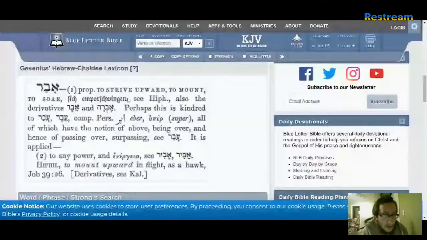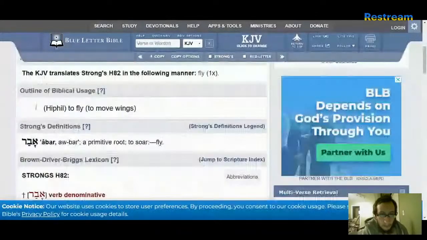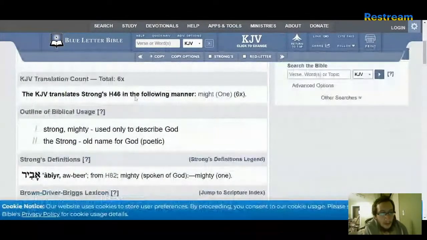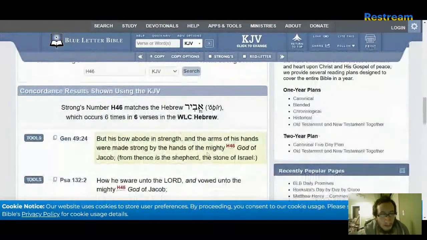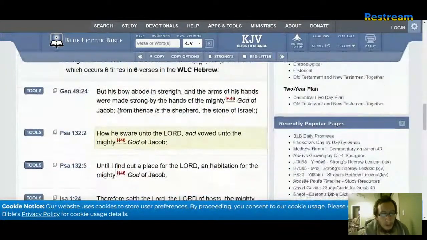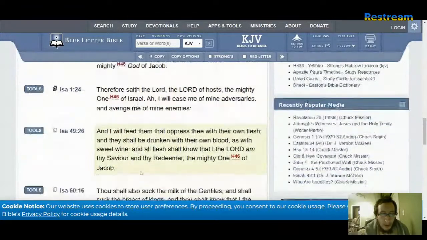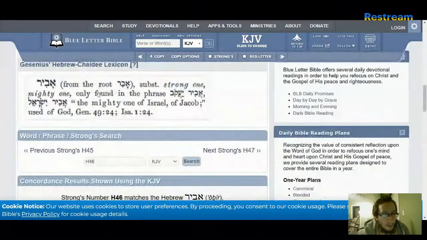So it only translates at one time as, oops, let's go back. Aber, which is strong. It translates it 6 times as the mighty one, the one of might, and mainly refers to God. The mighty one of Jacob. Notice God is in italics because it doesn't actually say God in any of these places. It just says the mighty one of Jacob, the mighty one of Israel, the mighty one of Jacob. See? So Aber is the word.